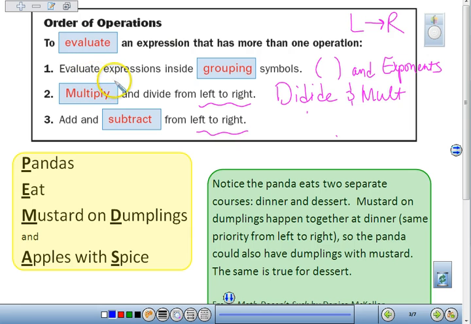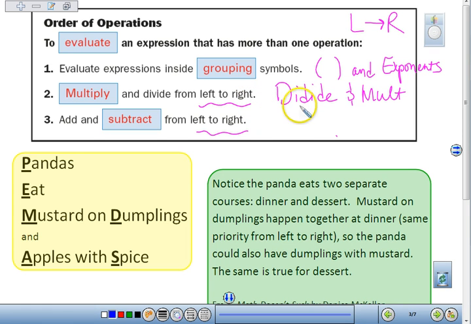One of the first things we do is we evaluate inside the grouping symbol. So when we use our evaluation, we're going to always look inside our parentheses on your worksheet tonight and also do our exponents. You're really not going to see too many exponents on this worksheet. We're saving that for a little later. The other thing you're going to be doing is you're going to multiply and divide from left to right.